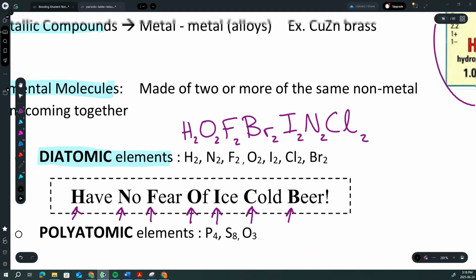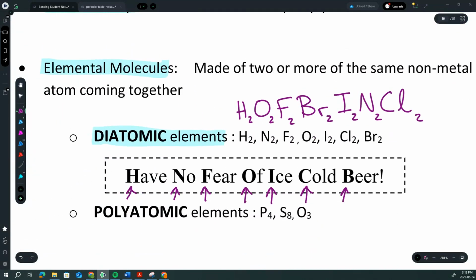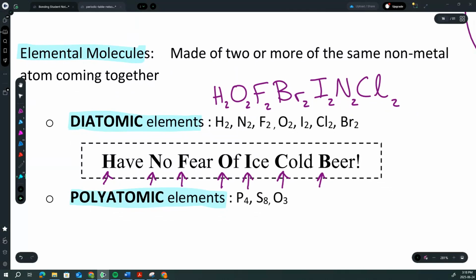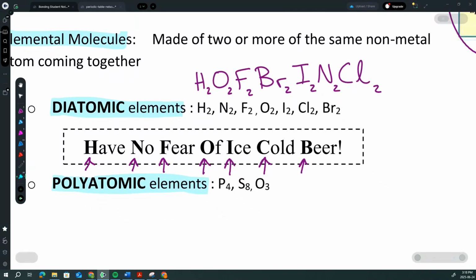Okay. But especially when we get to writing chemical equations, you absolutely must know what your diatomic elements are as well as your polyatomic elements. Now, there's not as many polyatomic elements, but what they are: phosphorus. So whenever phosphorus is by itself, there's 4 atoms grouped together. Sulfur, so there's 8 atoms of sulfur grouped together whenever sulfur is by itself. And ozone, or O3.